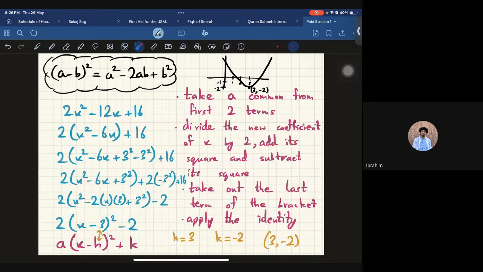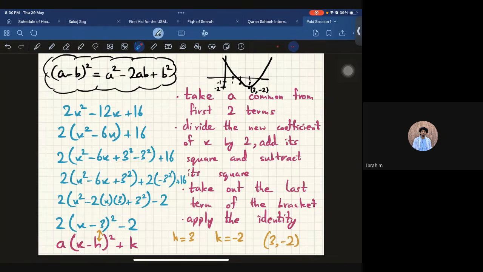This was Amin's question. I hope I'm pronouncing your name correct. So you're talking about this step? I'll explain -2 as well. So what did I do? In this step, the coefficient of x is 6. I divide that by 2. If I divide 6 by 2, what will we get? 3, right? I'll square 3, that becomes 3 square, and I add that and subtract that inside the bracket.